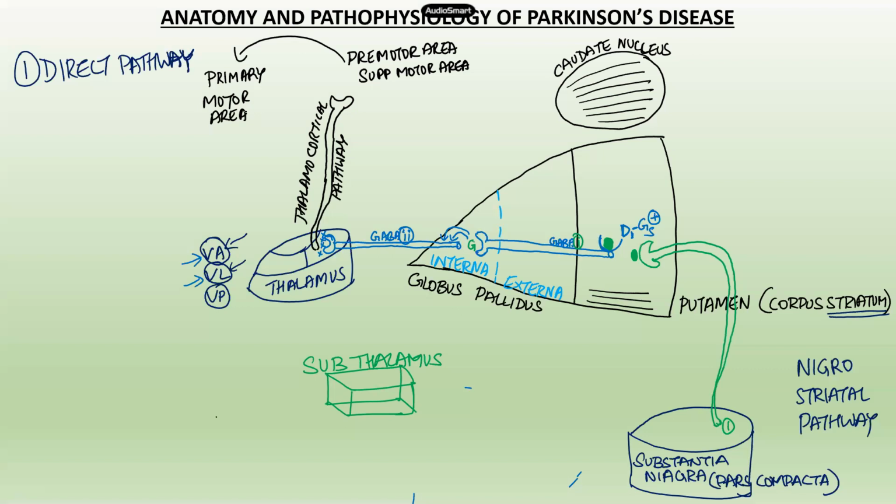Now the indirect pathway is a little bit complex, but it's quite simple to understand. What happens in that is, there is another neuron from the nigrostriatal pathway that comes and ends up in the corpus striatum.